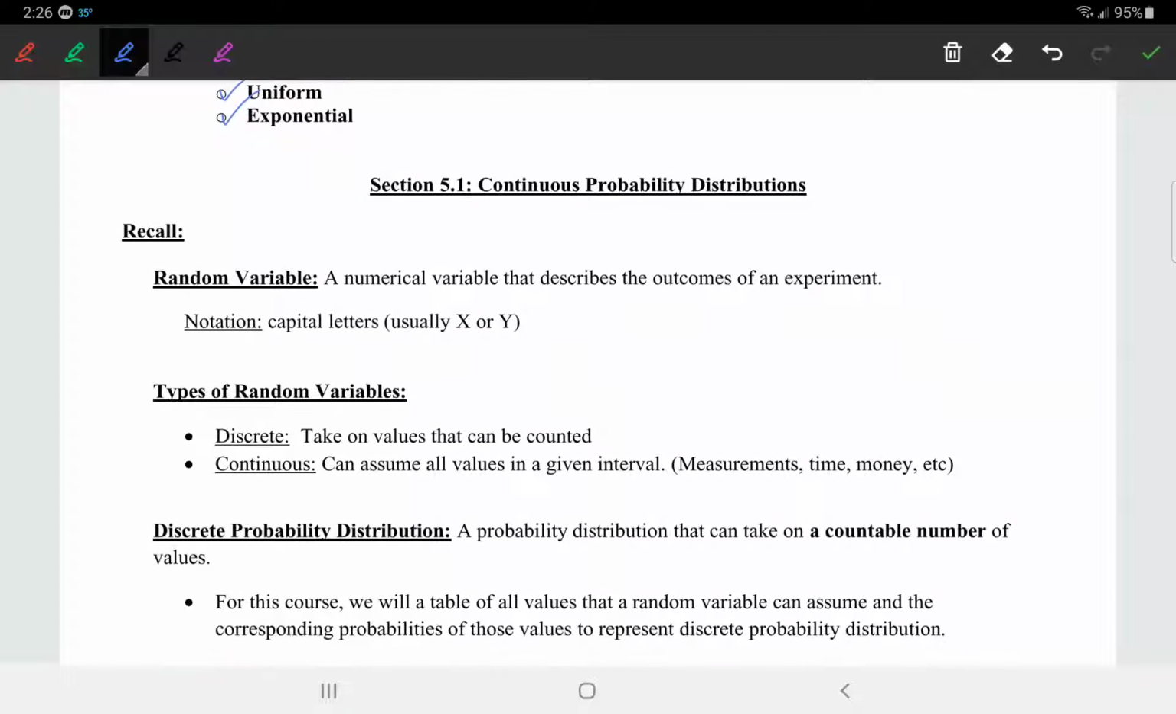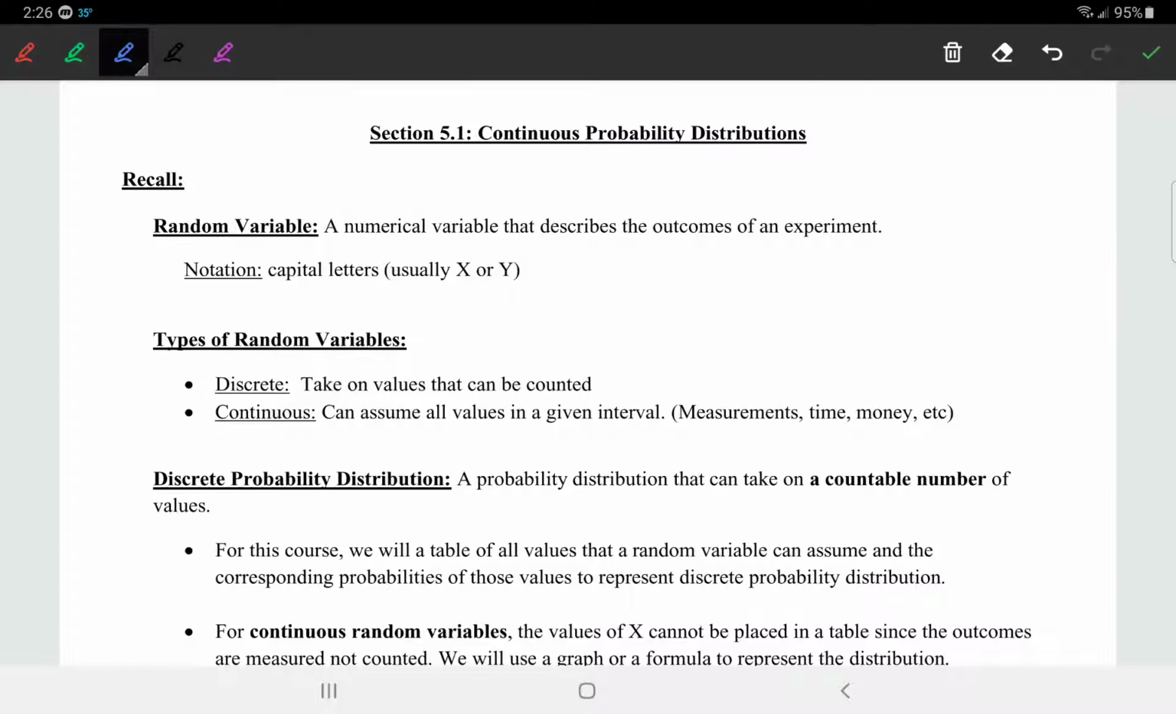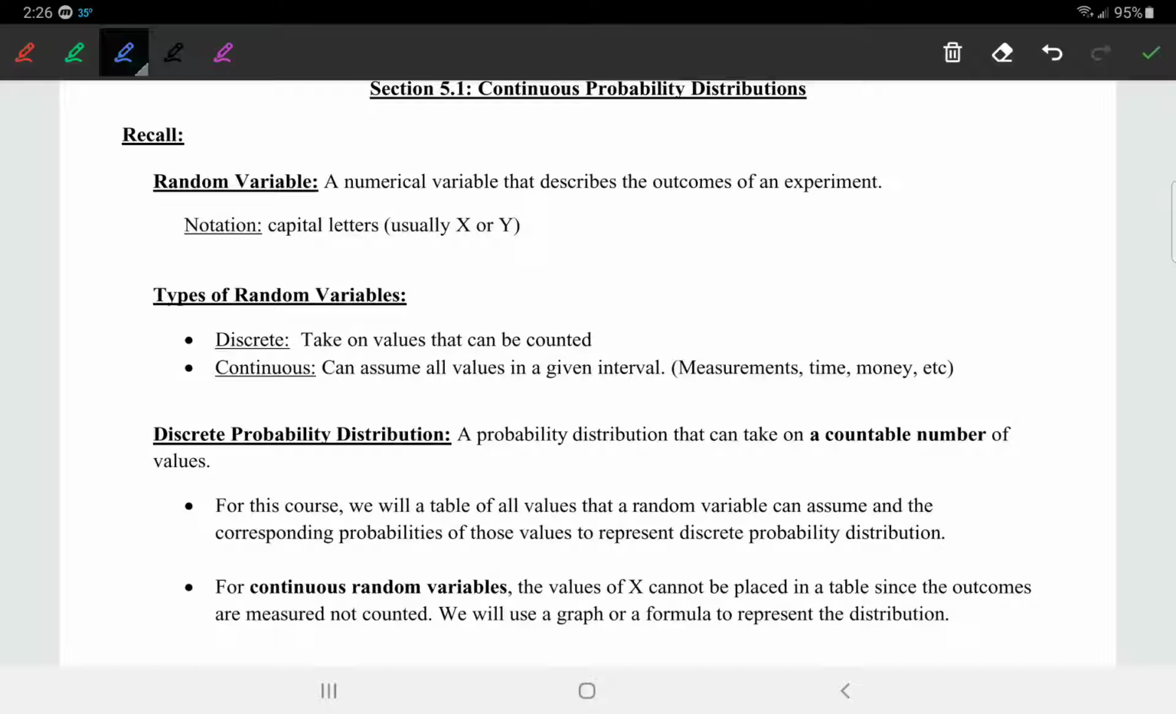So in section 5.1, the continuous probability distributions, let's remember a few things. We have a random variable. A random variable is a numerical variable that describes the outcome of an experiment. We usually notate this with capital letters, usually X or Y. And there are two types of random variables. Remember, there's the discrete that we learned about last chapter. These random variables take on all the values and they can be counted.